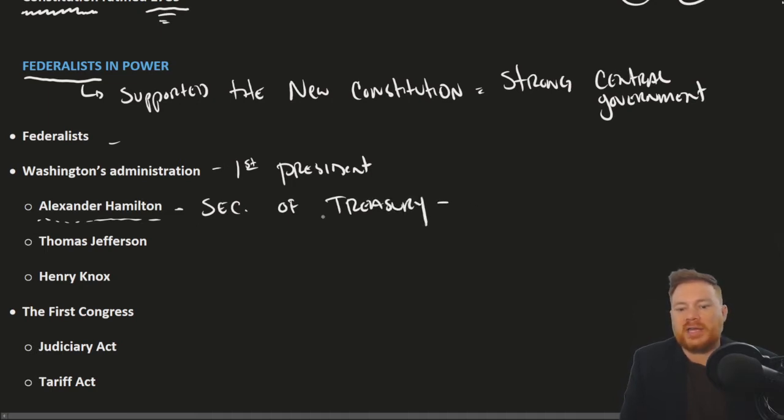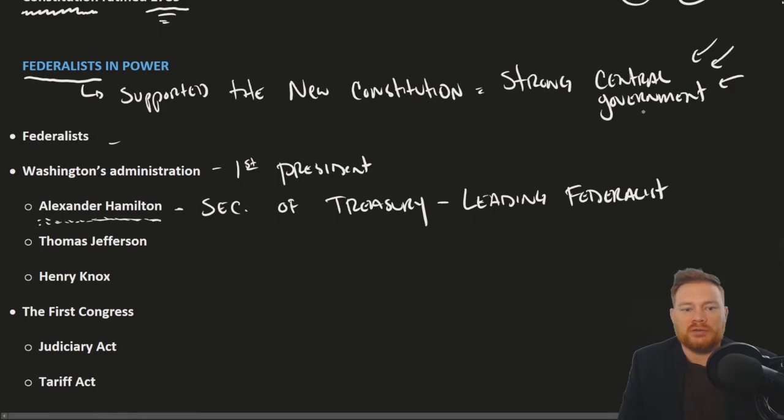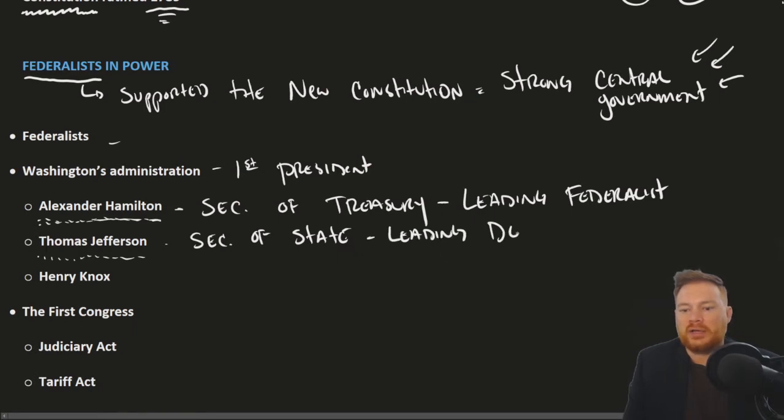But we also want to identify Hamilton as really the leading Federalist, when it comes to those who advocate for the strongest central government. Hamilton's really our guy here. So Federalists supported the new Constitution, want a strong central government. Thomas Jefferson, on the other hand, who was also appointed to Washington's administration as the Secretary of State, in many ways becomes the leading Democratic Republican.